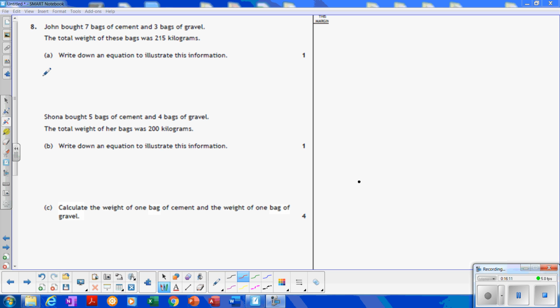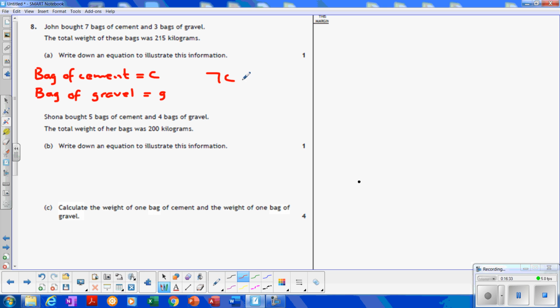Right, so the first thing I'm going to do is write down that a bag of cement is equal to C, and a bag of gravel I'll make equal to G. So what have we got? We've got 7 bags of cement, so 7C, and he's also got 3 bags of gravel, so it's 3G, and that whole thing weighs 215. Now, you don't need units in here, so you just write 215.